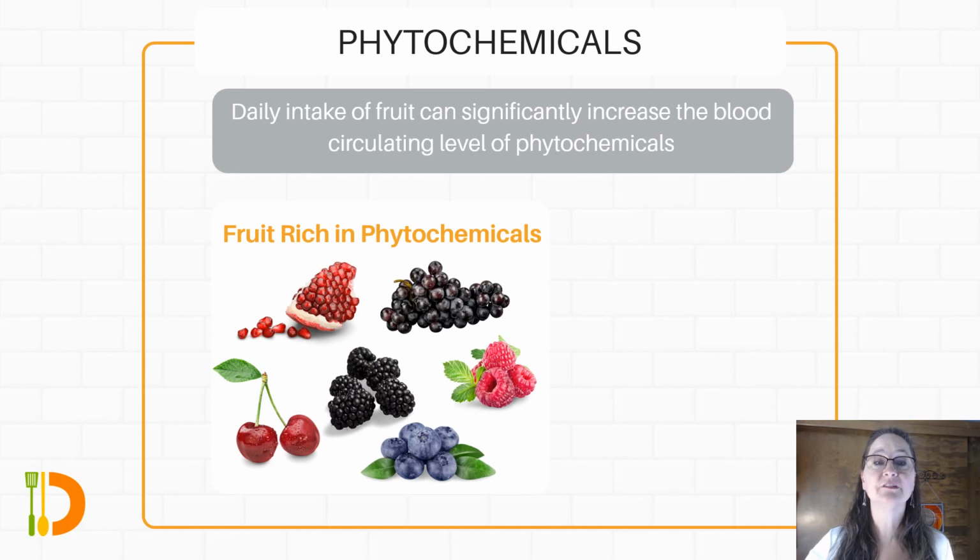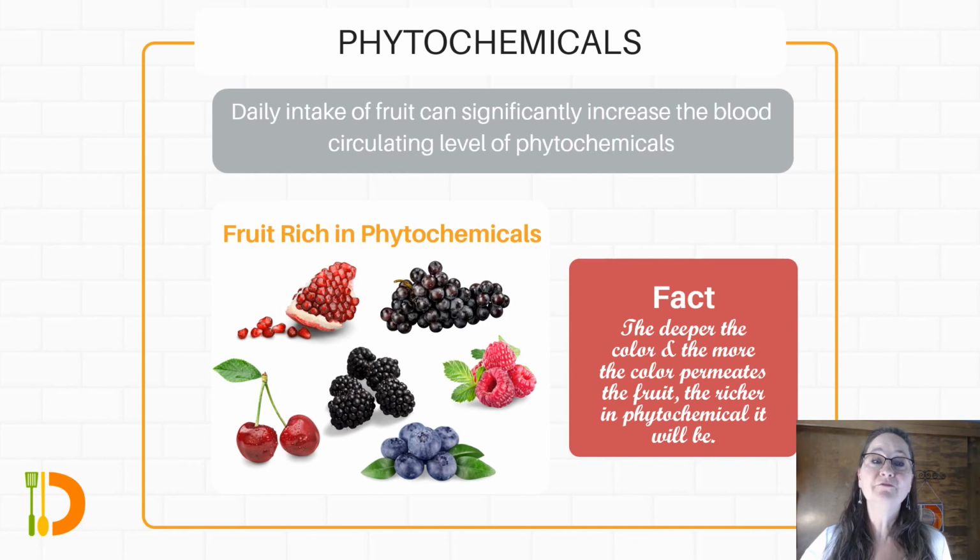Fruits that are particularly high in phytochemicals include pomegranate, grapes, cherries, blackberries, raspberries, and blueberries. While all fruit has some amount of phytochemicals, a general rule of thumb is that the fruits with the deepest, darkest pigments will have the highest concentration of phytochemicals.